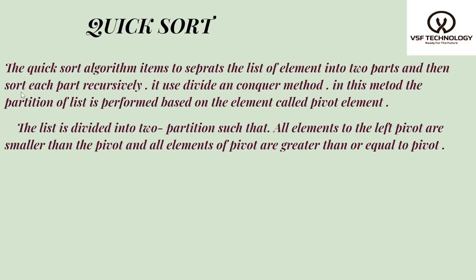In this method, the partition of the list is performed based on an element called the pivot element. The list is divided into two partitions such that all elements to the left of the pivot are smaller than the pivot, and all elements to the right of the pivot are greater than or equal to the pivot.